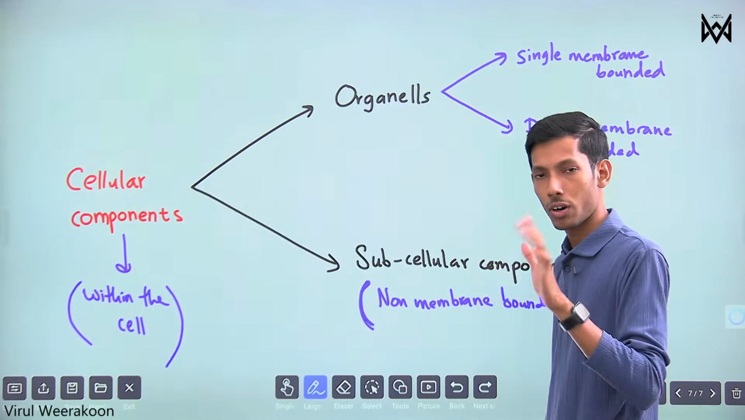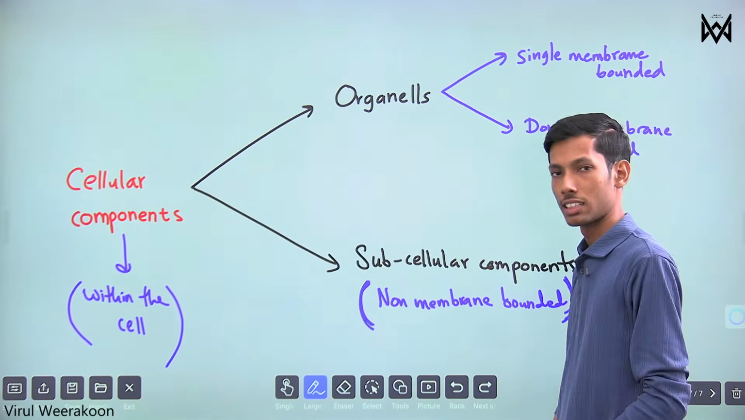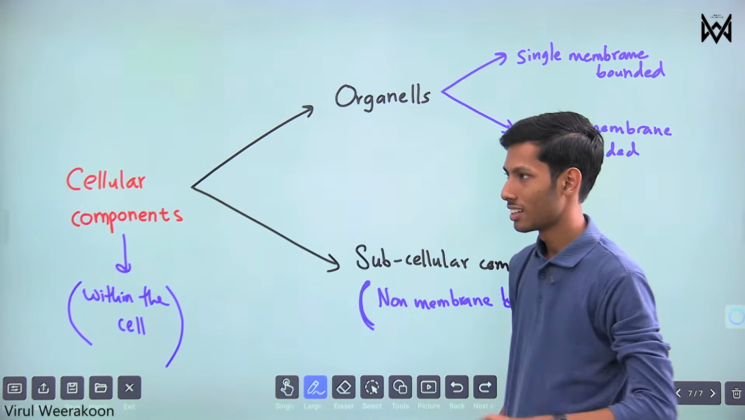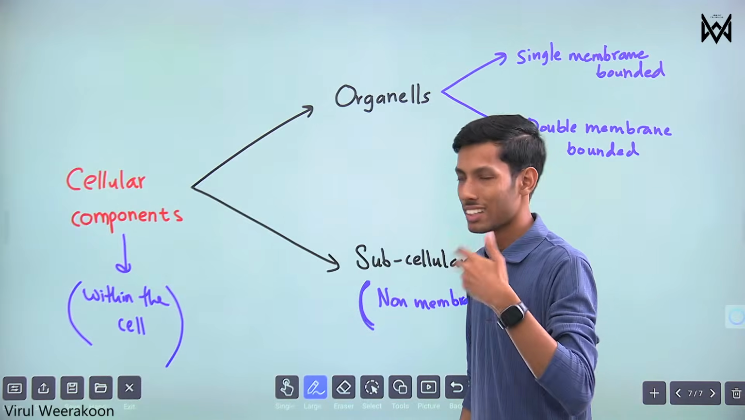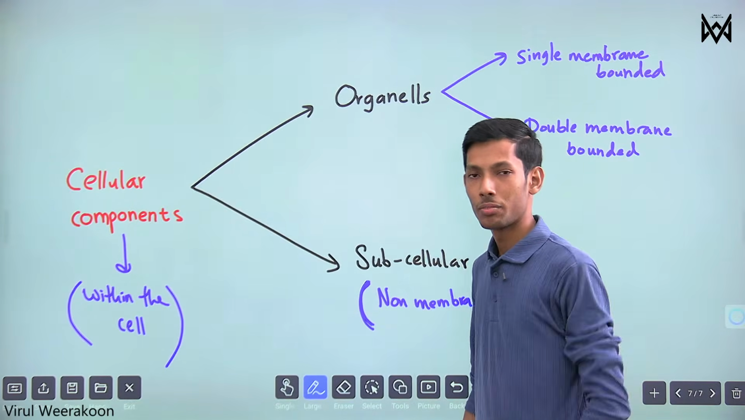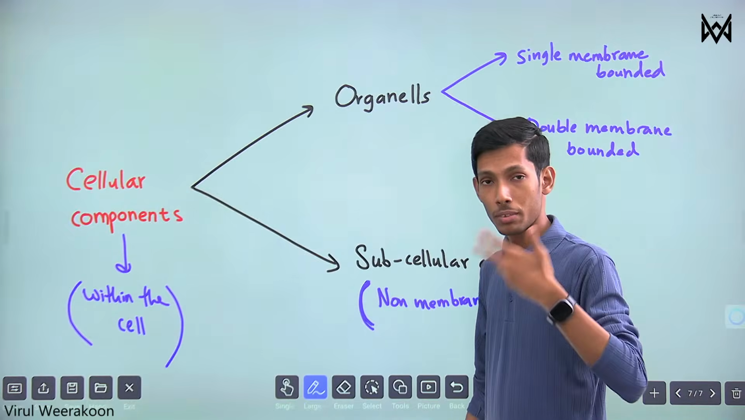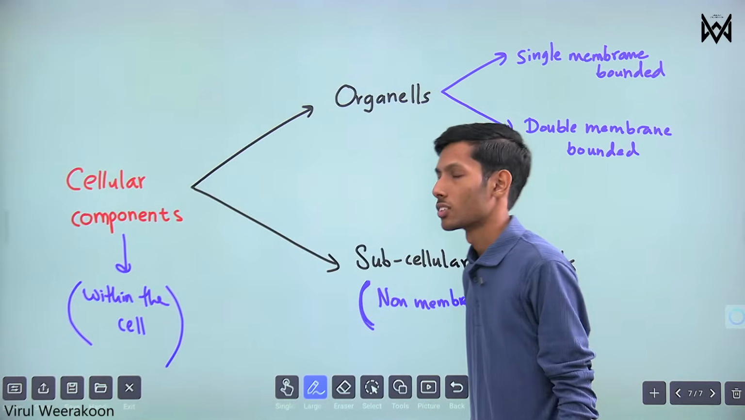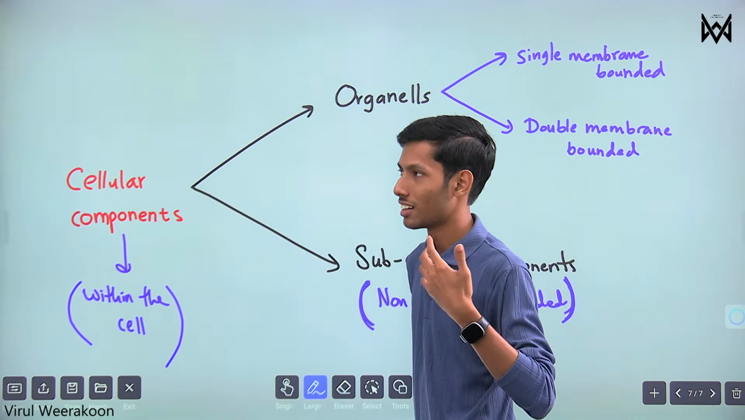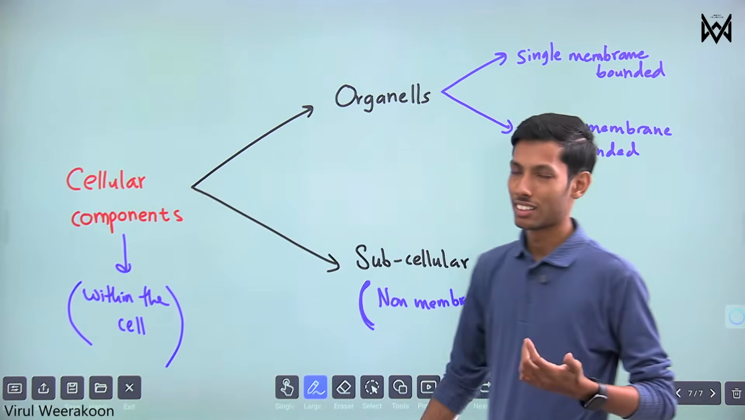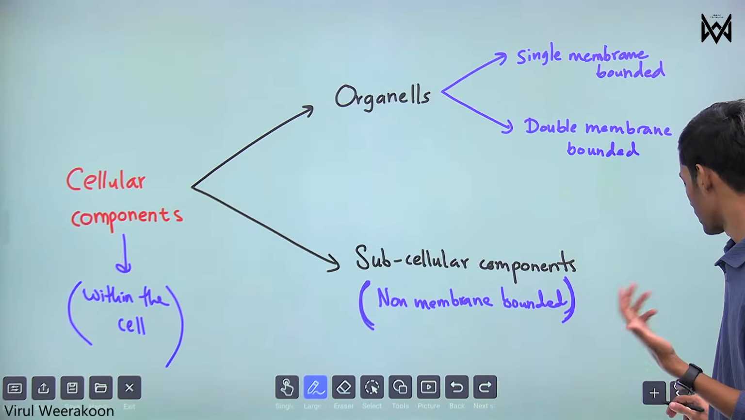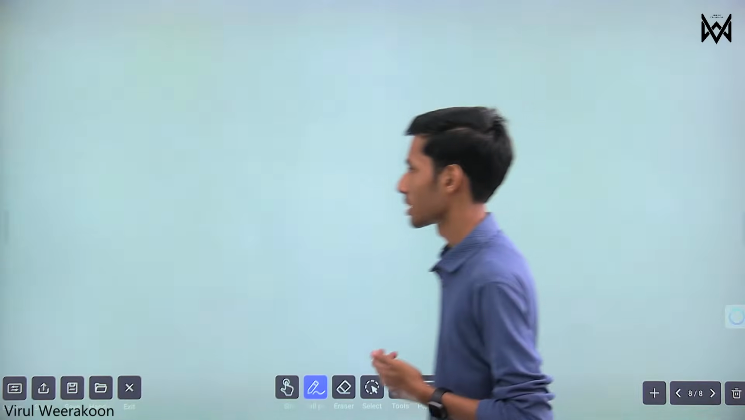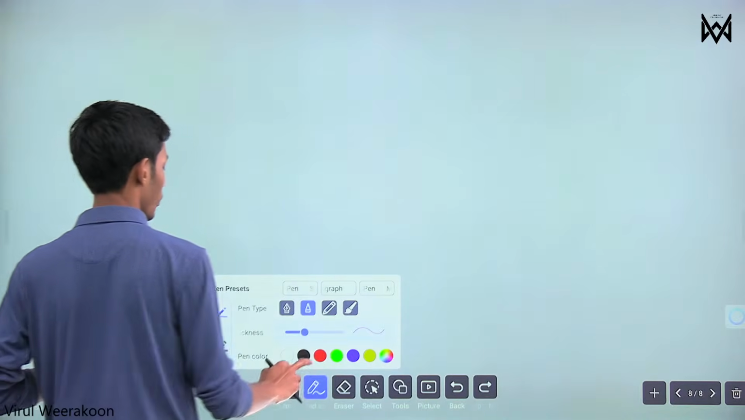So the cellular components are found within both animal and plant cells. This is not the deep learning of those organelles, just naming them. But we have to learn about them very deeply, one by one. We are starting from the plasma membrane onwards. But first of all, you have to understand the examples for single membrane bounded and double membrane bounded organelles.